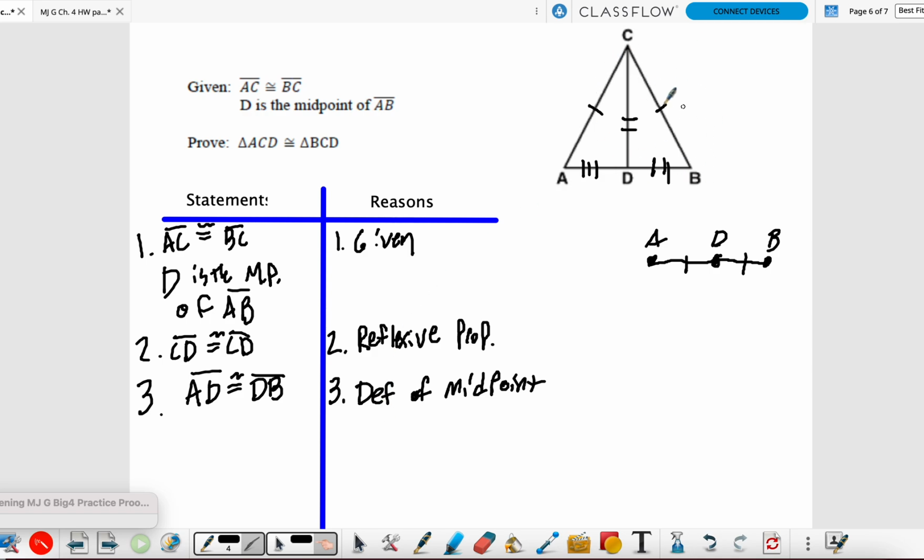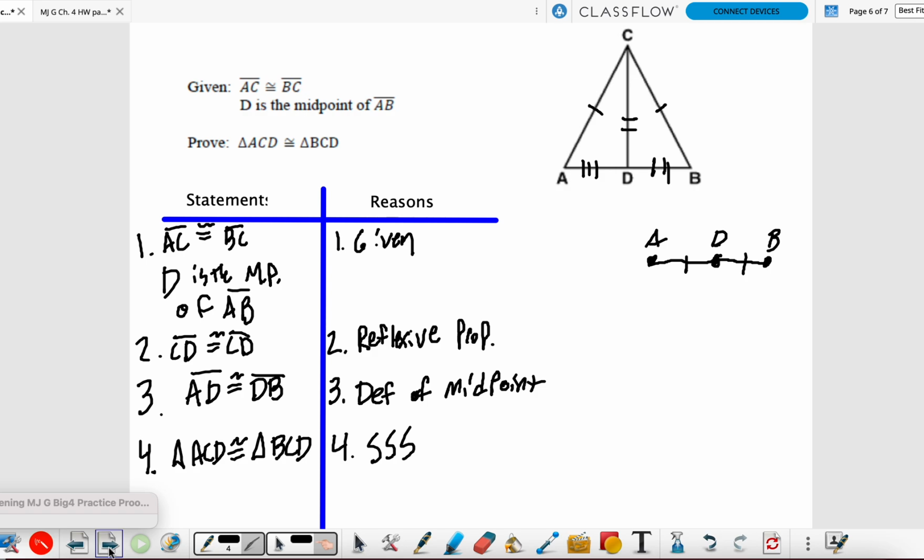And then looking at the picture, we do have enough to say the triangles are congruent. We can do this because we have all three sides congruent, so we can say that triangle ACD is congruent to triangle BCD. And that is because of SSS, or side-side-side congruence. We showed all three sides were congruent, so that means the triangles have to be the same size and the same shape.